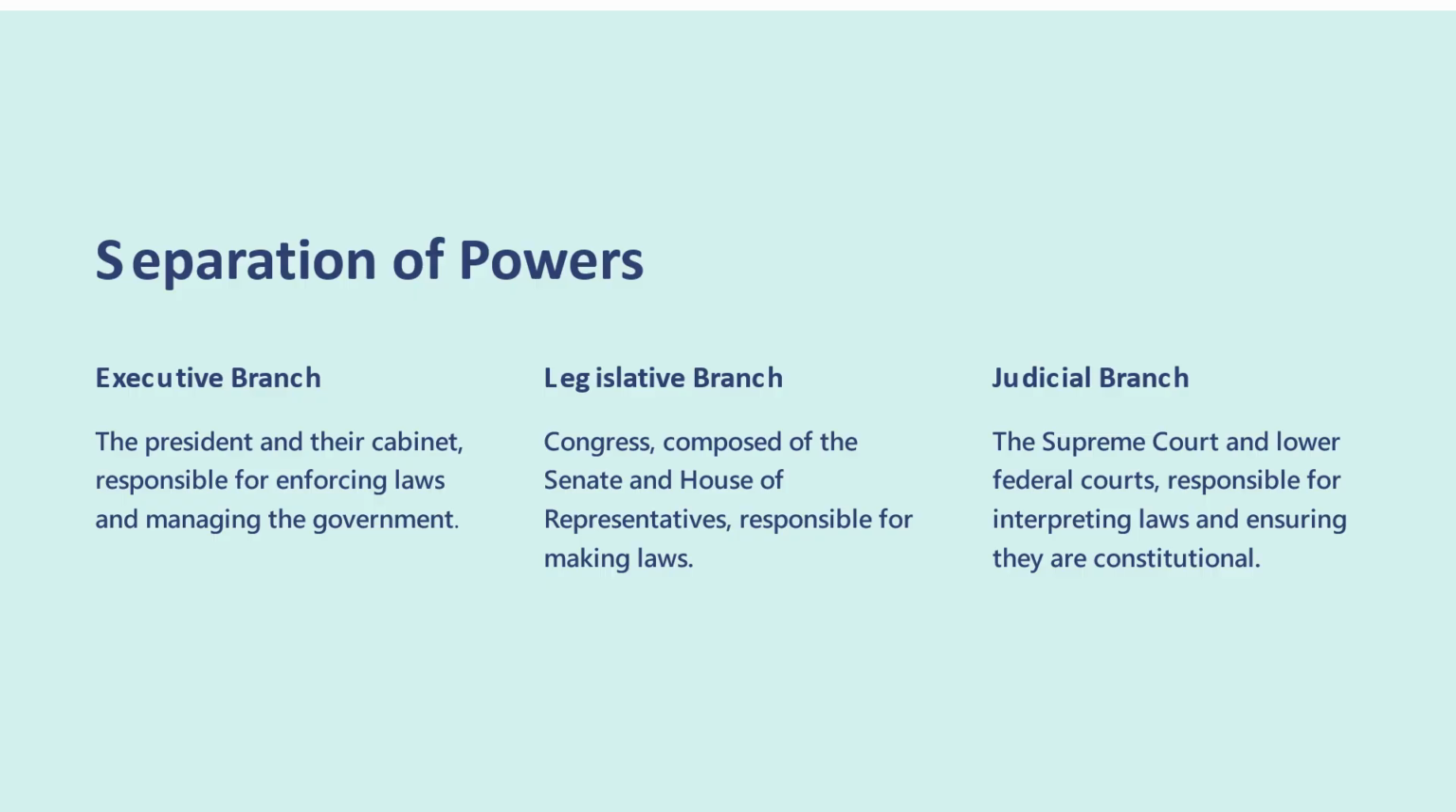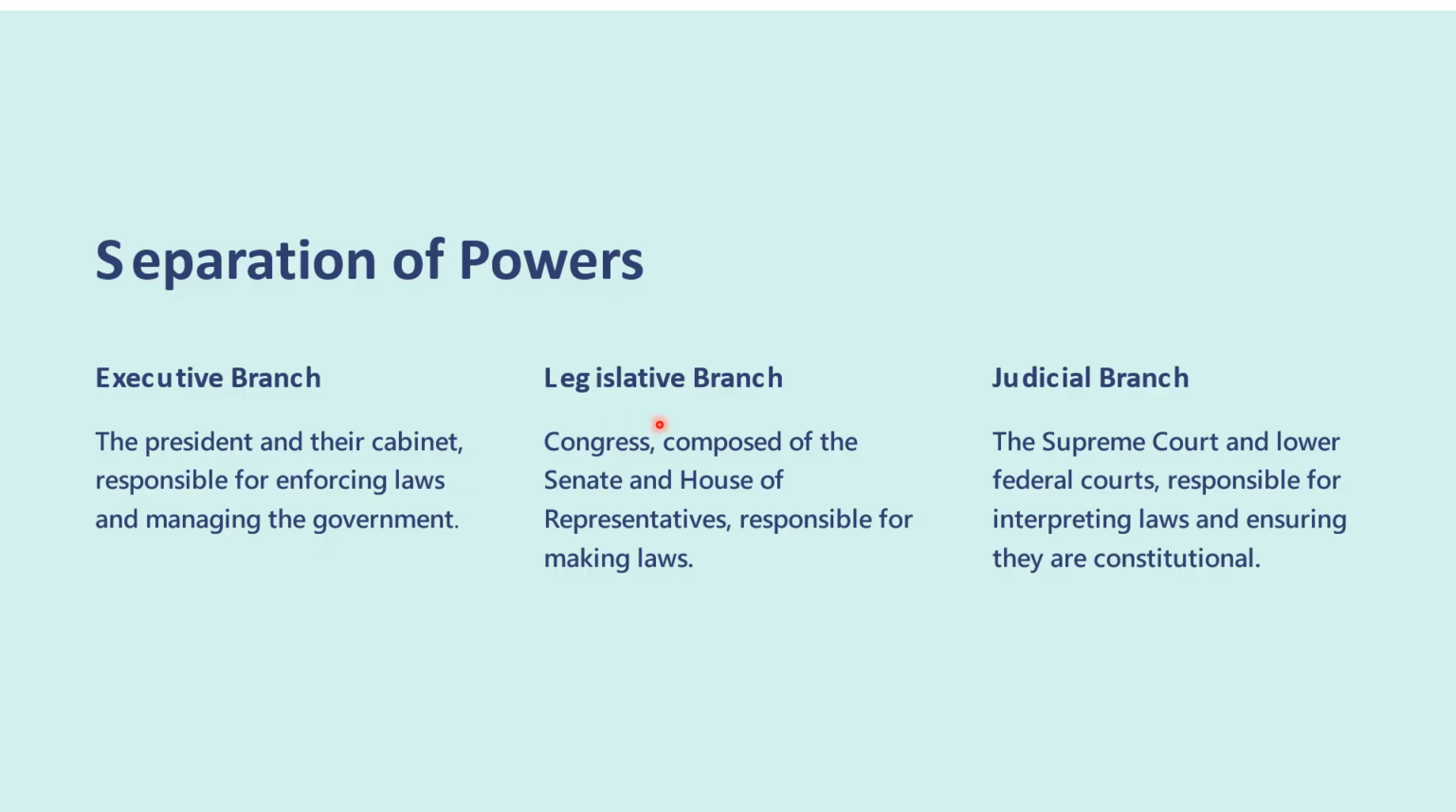Separation of powers. In a presidential system, the separation of powers is a fundamental principle that divides power among the three branches: executive branch, legislative branch, and judicial branch. In the executive branch, the president and their cabinet are responsible for enforcing laws and managing the government. The head of the executive branch responsible for enforcing laws is the president. And the cabinet comprises appointed officials who assist the president.